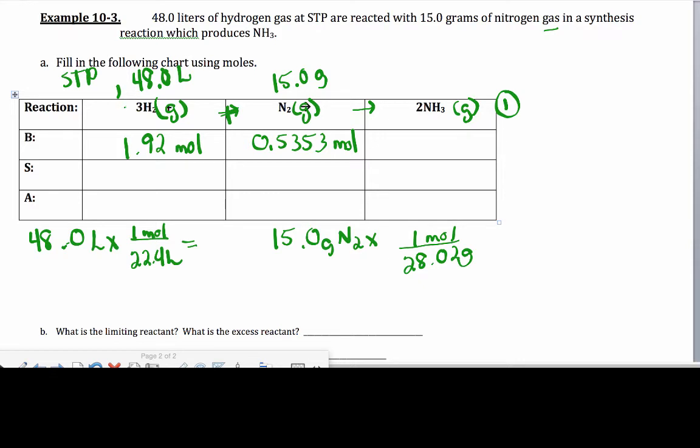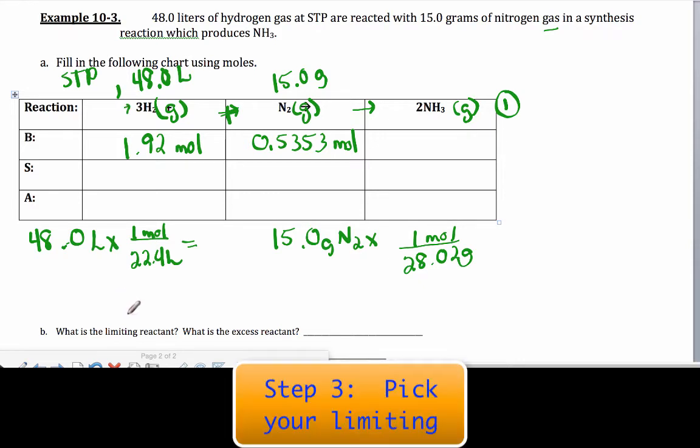All right. Now, some of you can look at this and say to yourself that I need 3 times as much hydrogen. There's a 3. I need 3 times as much hydrogen as I have nitrogen. And I have way more hydrogen than I need. In other words, we would say hydrogen is in excess and nitrogen is limiting.